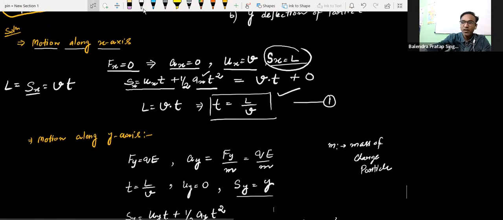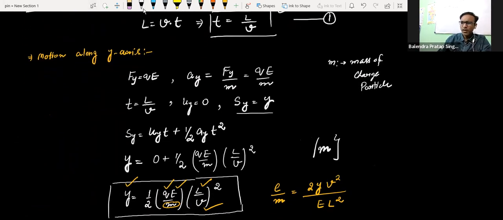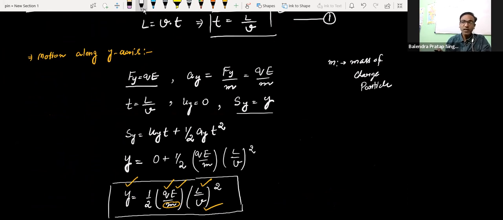The second part is motion along the y-axis. For calculating motion along the y-axis, as you know, there is a force along the y-axis, which is Fy = QE. Due to this force, the particle will also experience acceleration. So acceleration is Fy/m, simple, F = ma. From here you calculate the acceleration, and the value of acceleration is QE/m.